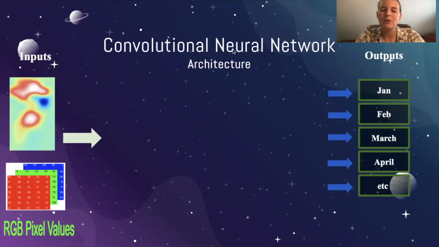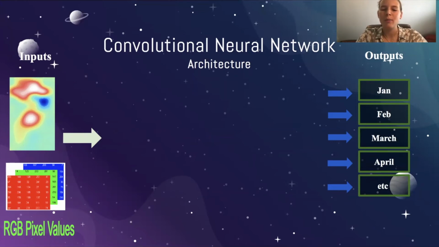This year, we used convolutional neural networks, or CNNs, primarily in our machine learning part of the project, and as inputs, we used images of grid maps, such as the one seen on the left side of the screen. This is an example of South America, and these inputs are in the form of RGB pixel values. The goal of our neural network was to match images of grid maps to the month that they were taken.